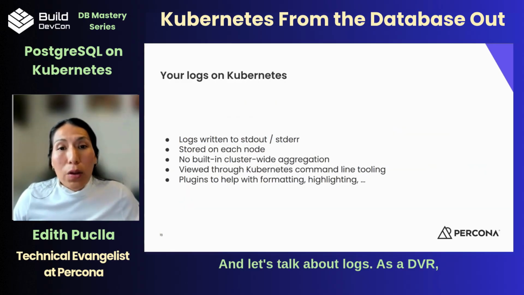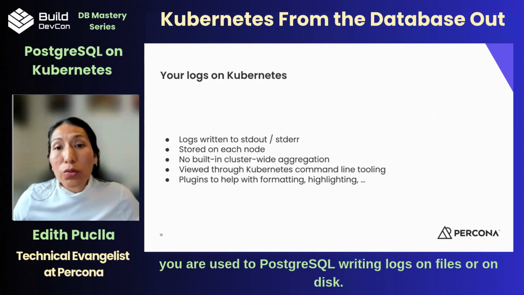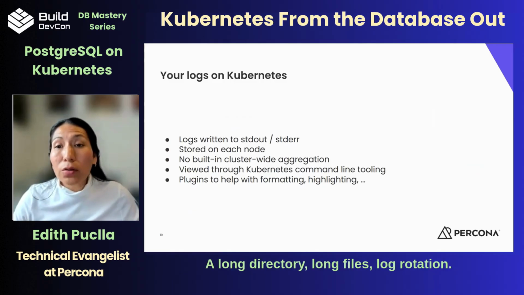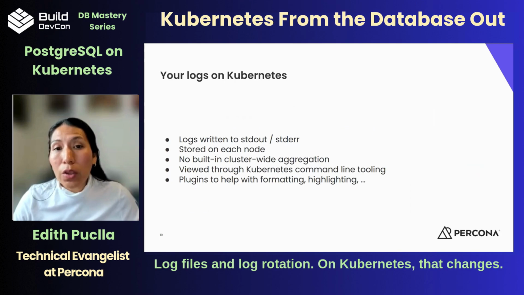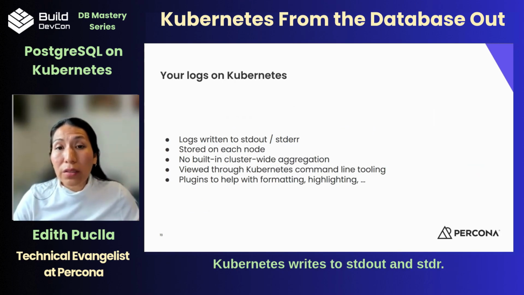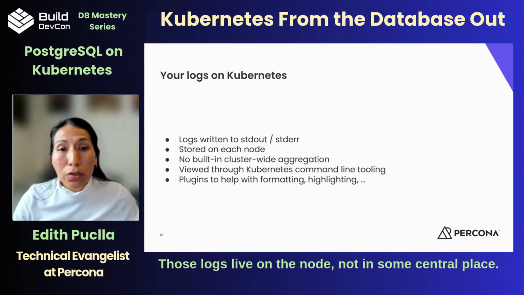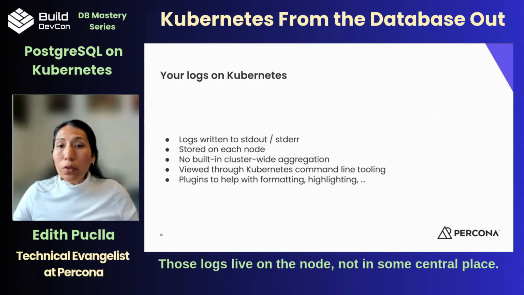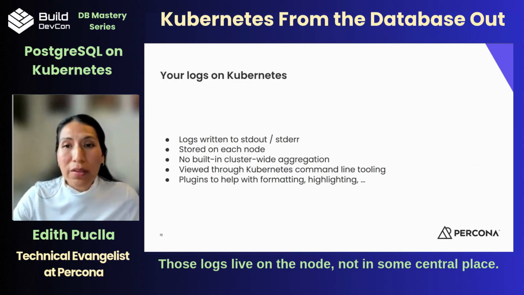And let's talk about logs. As a DBA, you are used to PostgreSQL writing logs to files on disk, in a log directory, with log files and log rotation. On Kubernetes, that changed. Kubernetes picks up what is written to stdout and stderr and stores it on the node where the pod is running. Those logs live on the node, not in some central place.